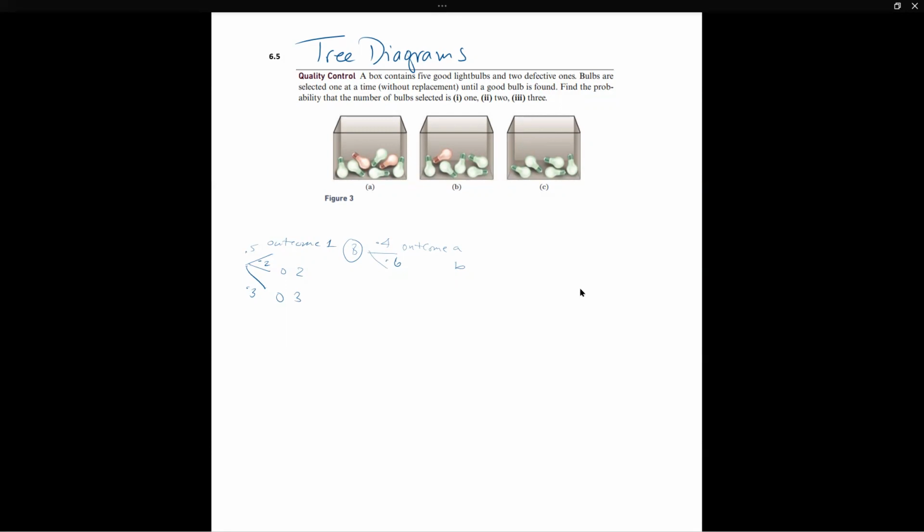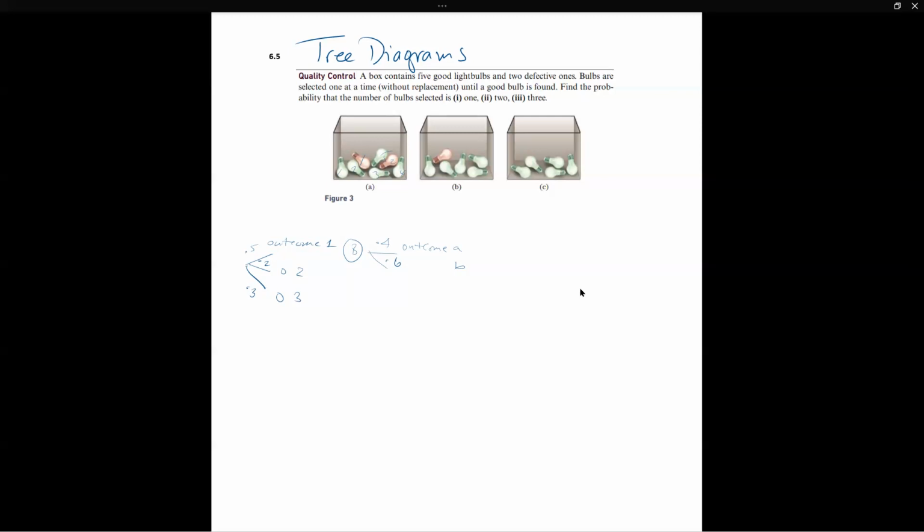A quality control: a box contains 5 good light bulbs, 1, 2, 3, 4, 5, for example, and 2 defective, this one and this one. The bulbs are selected one at a time without replacement. So once you take one, there is a smaller number left, until a good bulb is found. Find the probability that the number of bulbs selected is 1, 2, and 3. All right.